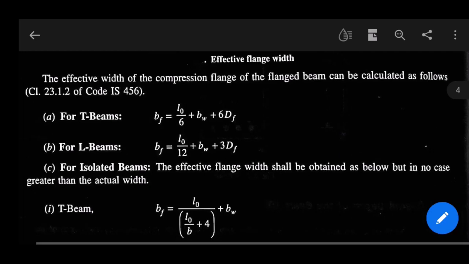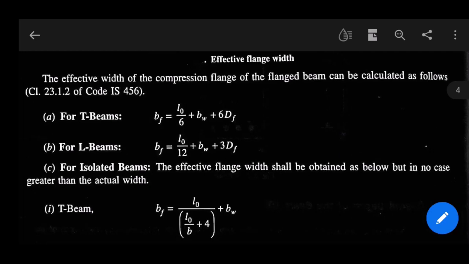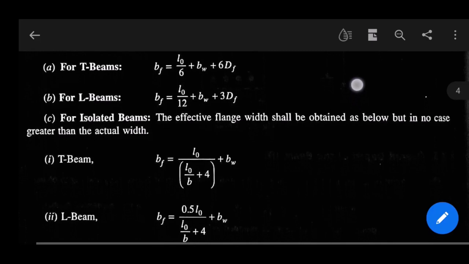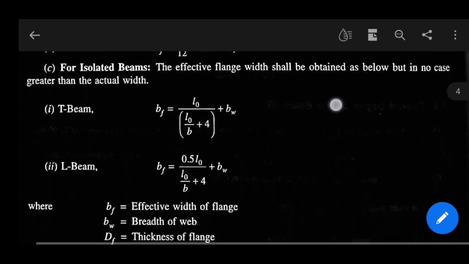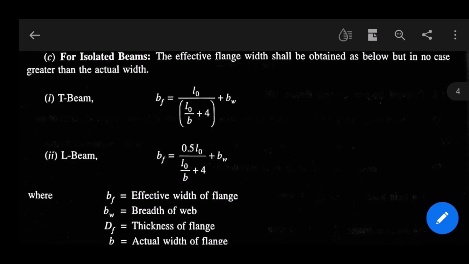For isolated beams, the effective flange width shall be obtained as below, but in no case greater than the actual width. You have to remember it. Okay. Now, for isolated beams, isolated T-beam, bf is equal to L0 by (L0 by b plus 4) plus bw, and for L-beam, bf is equal to 0.5 L0 by (L0 by b plus 4) plus bw. Okay, these calculations are for isolated T-beam and L-beam. Okay, now the terminologies, all terminologies you have known except L0.